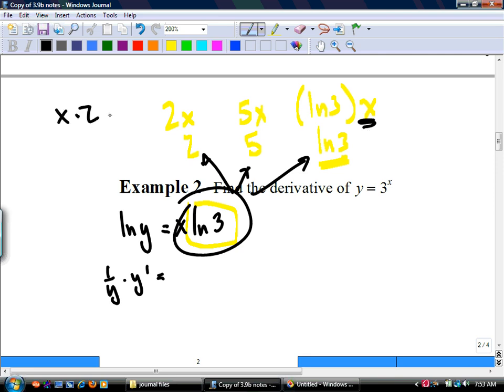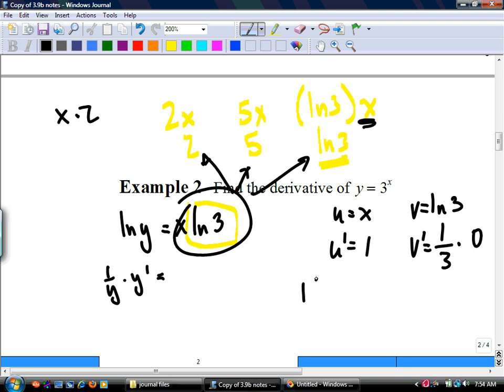2x and x times 2 is the same thing. It's just you guys are so programmed. Okay, so I'm going to pretend that you guys didn't say this to me. You're going to go, Mr. F, I'm going to use the product rule. u equals x, u prime equals 1, v equals ln 3, v prime equals 1 over 3 times the derivative of 3. And then you put it together using the product rule: derivative of the first times the second plus the derivative of the second times the first. What do you get? ln 3.